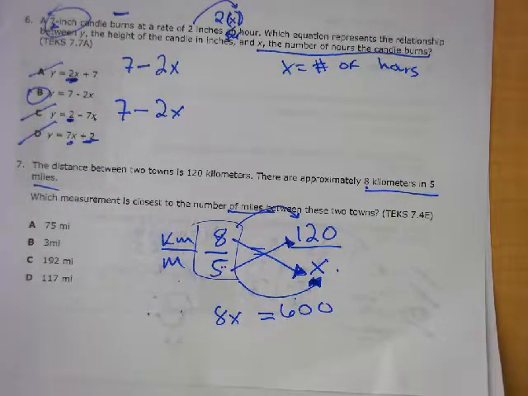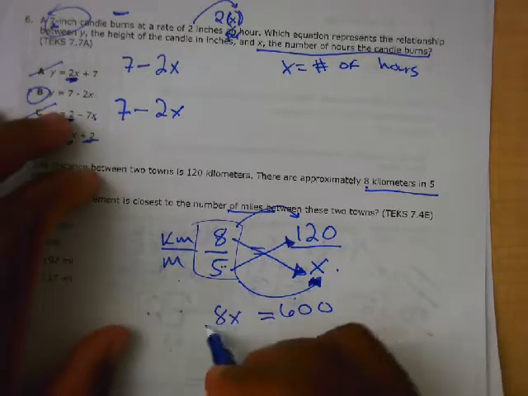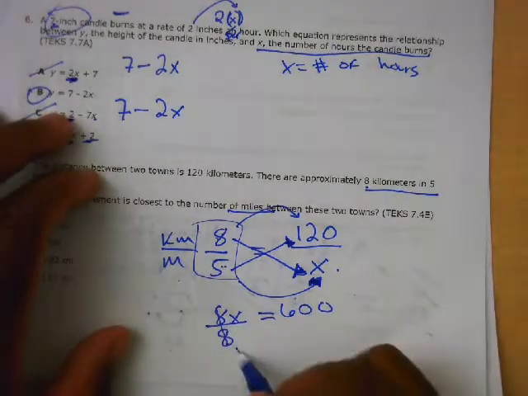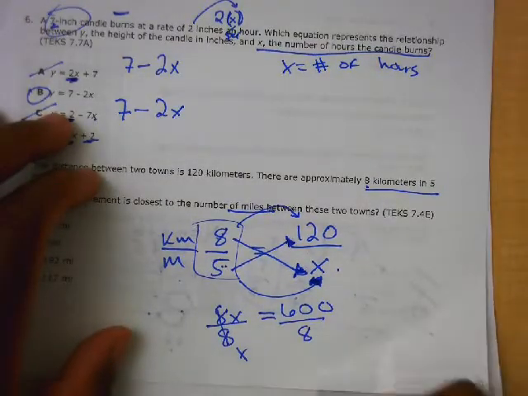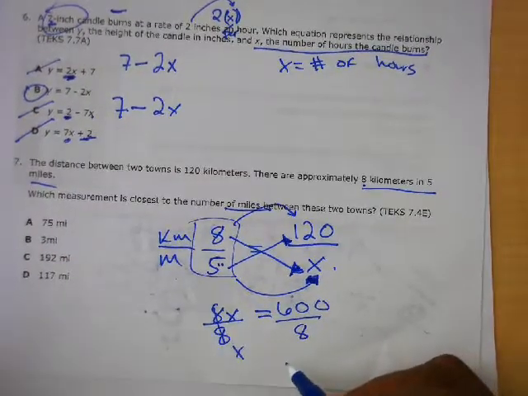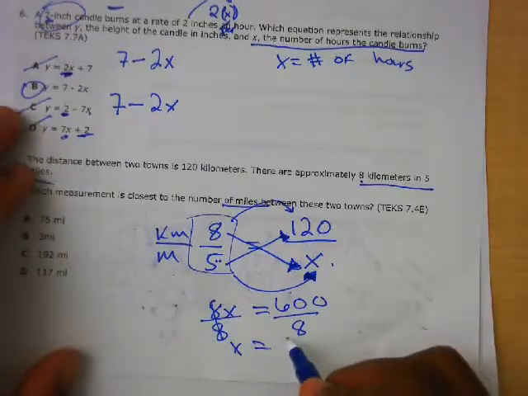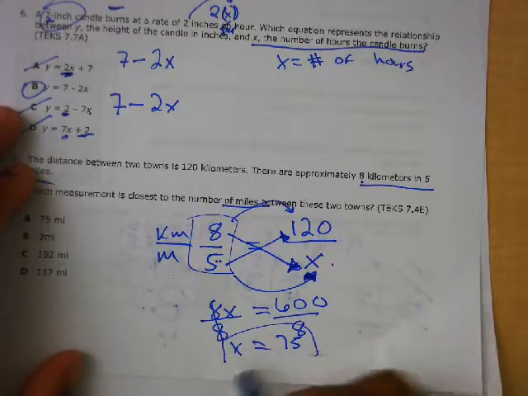And so now we have an equation. And the way we solve that is we divide, okay? So we divide here by 8 because we want to isolate the variable, and then we do the same thing on the other side. 600 divided by 8. So 600 divided by 8 is 75, and that's our answer.